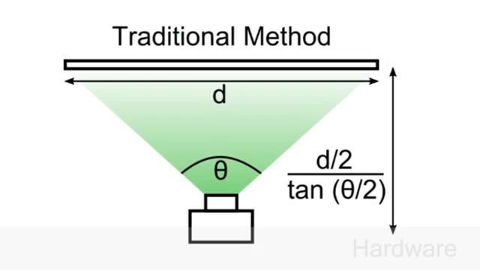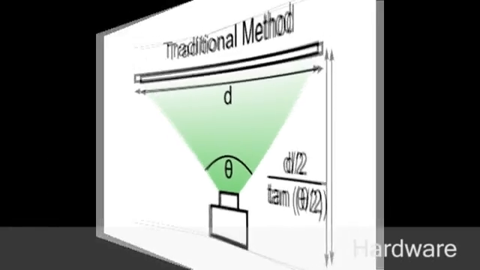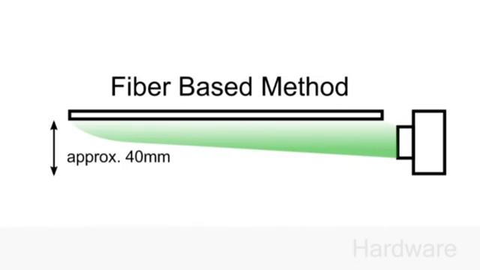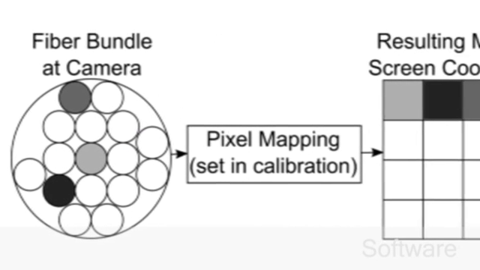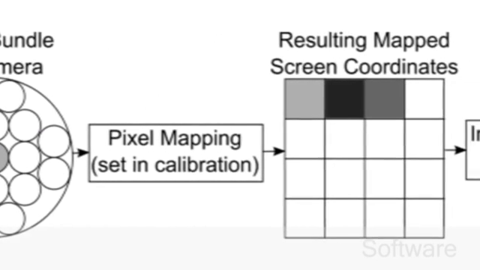The fibers are flexible, and the camera is free to be positioned to minimize the overall dimensions of the device. FiberBoard is therefore around 1/10 the depth of a conventional camera-based multi-touch display. As the fibers are not arranged into a set pattern, calibration is required to obtain the mapping between fiber ends and the corresponding screen coordinates.